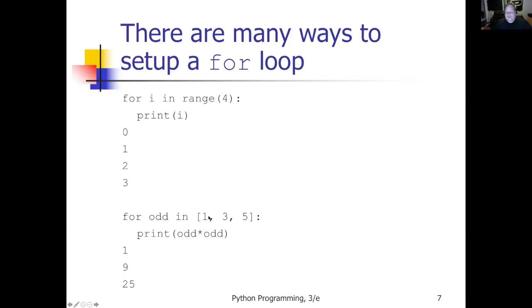So the first time through it prints 1 times 1, and we get 1. Then 3 times 3, and we get 9. Then 5 times 5, and we get 25. So we've set up this sequence as the sequence for my for loop to substitute into that variable called odd.